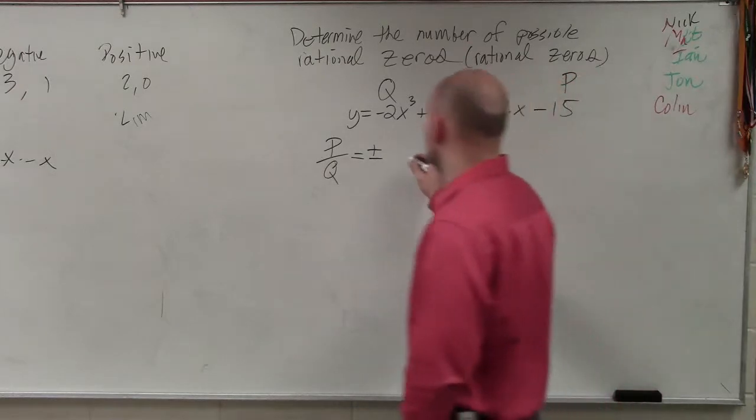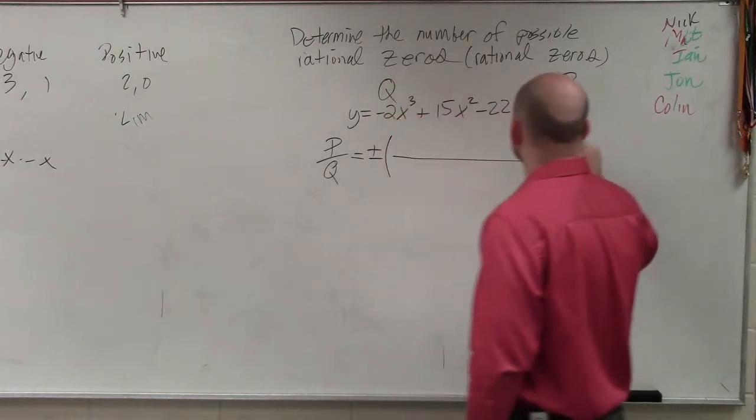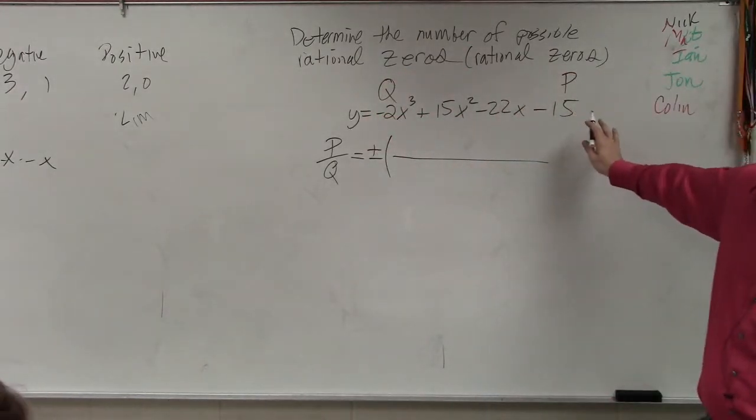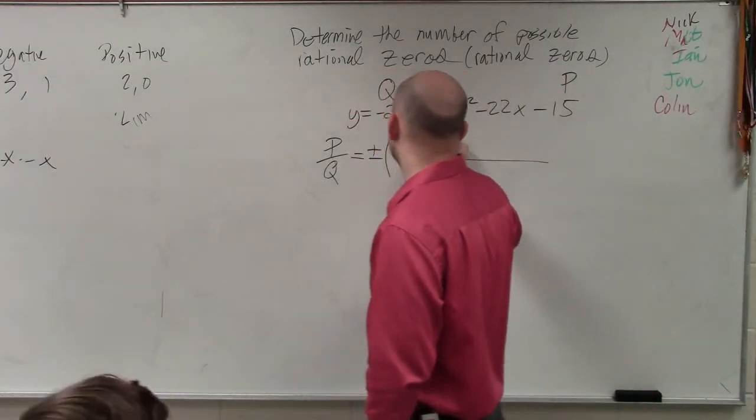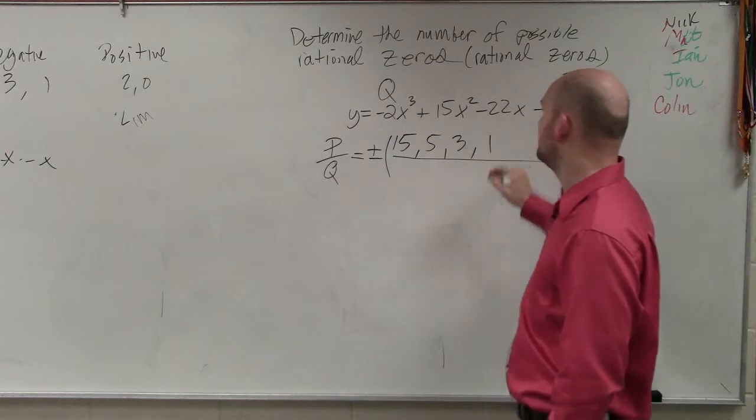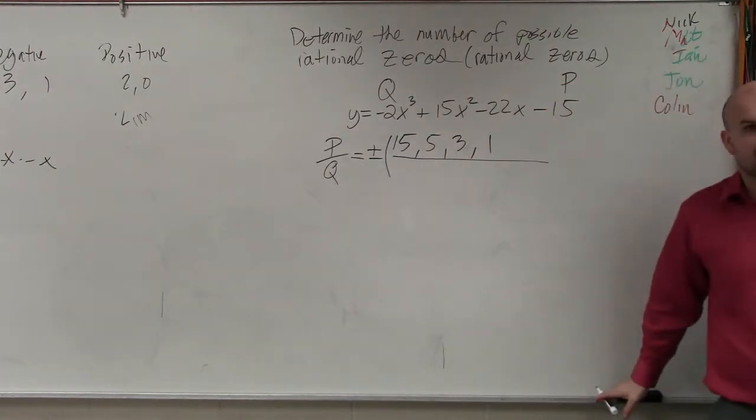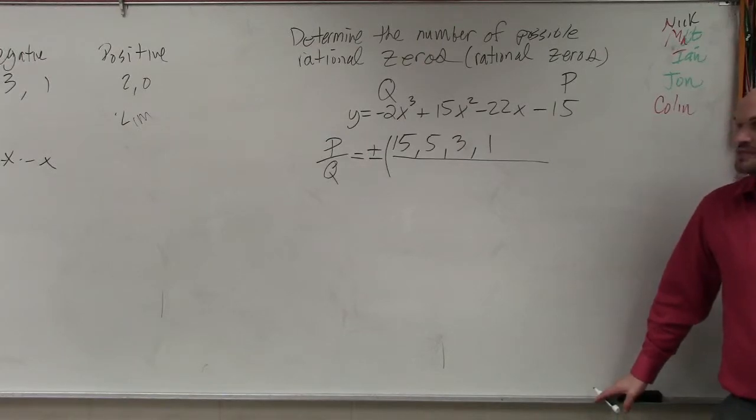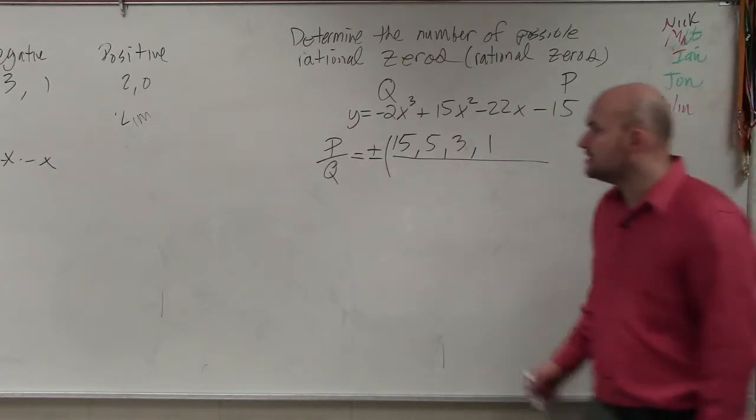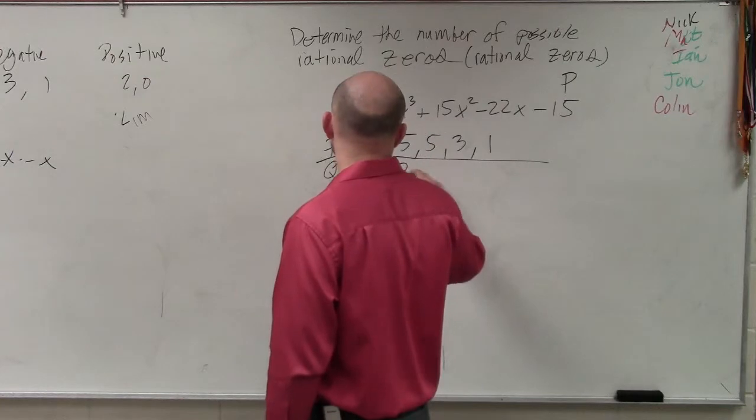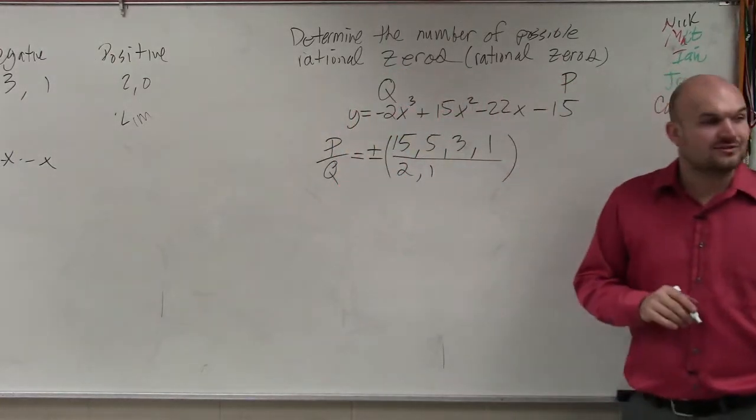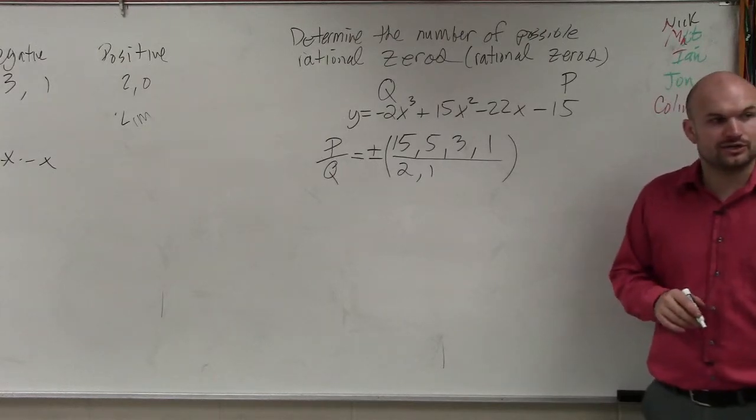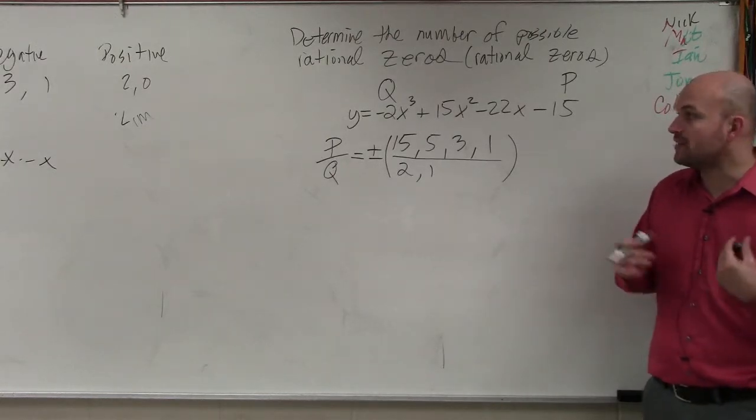So let's go ahead and take a look at the factors of p. Well, forget about the negative. Just think of the factors of 15. I always start with the largest number, which is 15, and then go to 5, 3, and 1. Does everybody agree with me? Those are all the factors of 15. So p is a constant. Q is the leading coefficient. Then we go over to plus or minus of 2, which is 2 and 1.